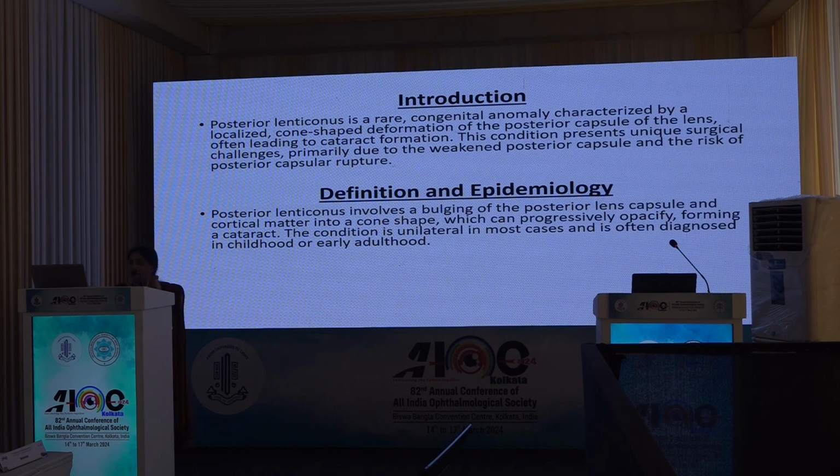So if we define it, it involves a bulging of posterior lens capsule and cortical matter into a cone shape, which can progressively ossify, forming a cataract. The condition is unilateral in most cases and is often present in childhood. So again, the chances of amblyopia increase in childhood.